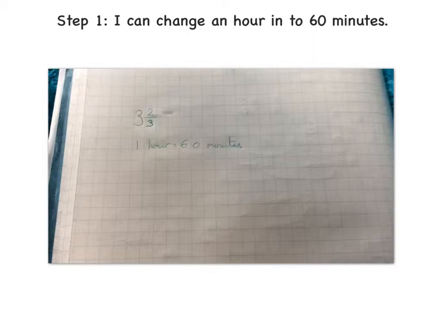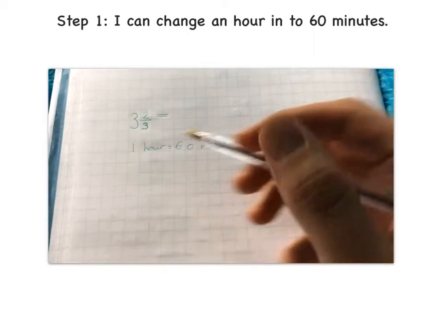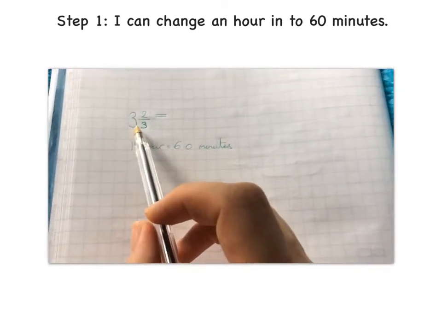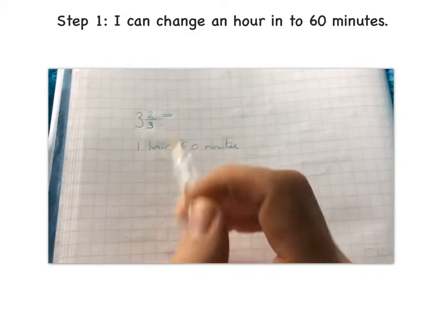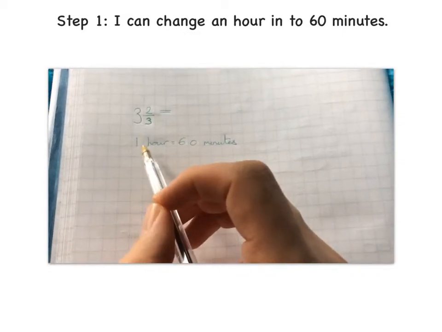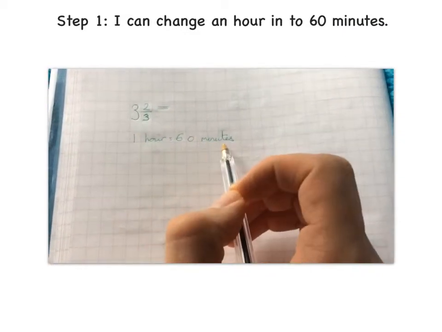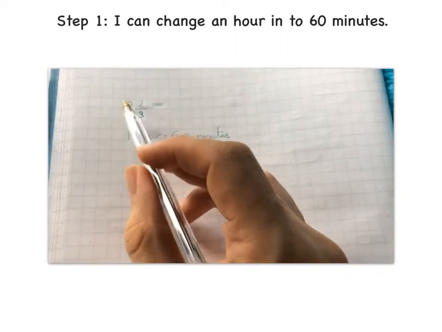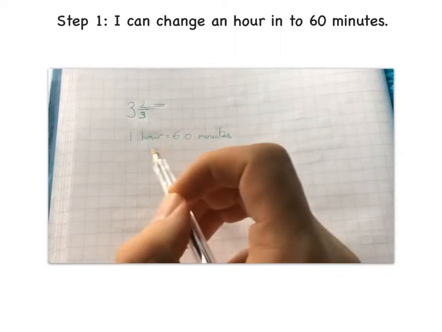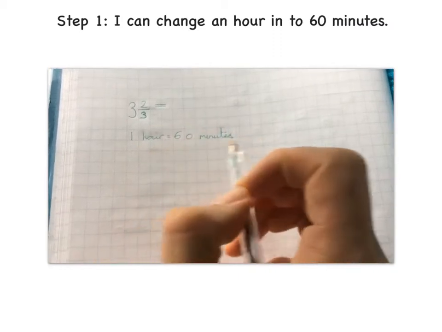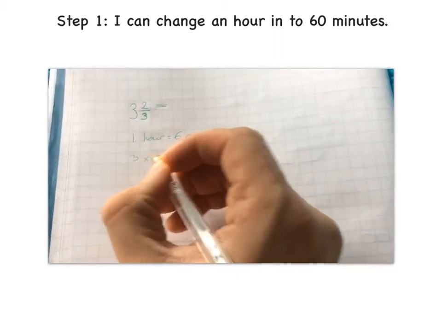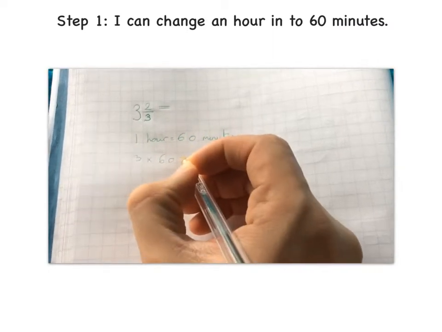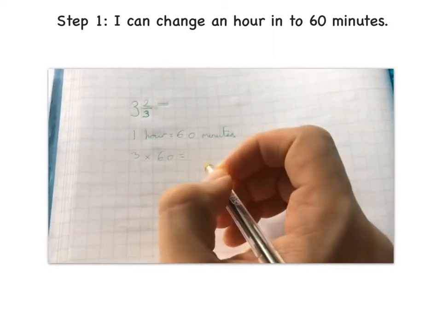Step 1. I can change an hour into 60 minutes. Here's my problem. I have to change 3 hours and 2/3 into minutes. Well, as you know, 1 hour is equivalent to 60 minutes. I have to turn these 3 hours into minutes. Well, because I know this rule here, I know that I can now do 3 times 60. And that will give me the number of minutes.